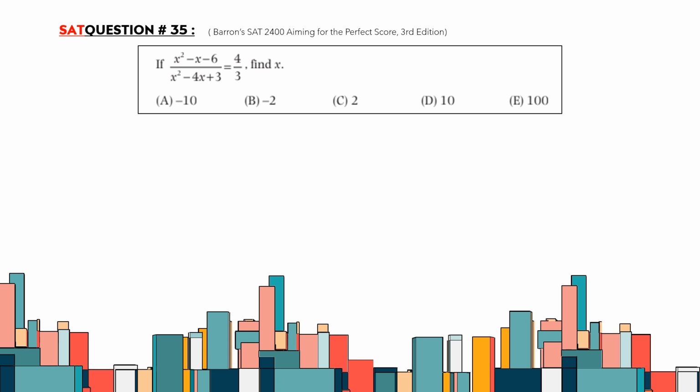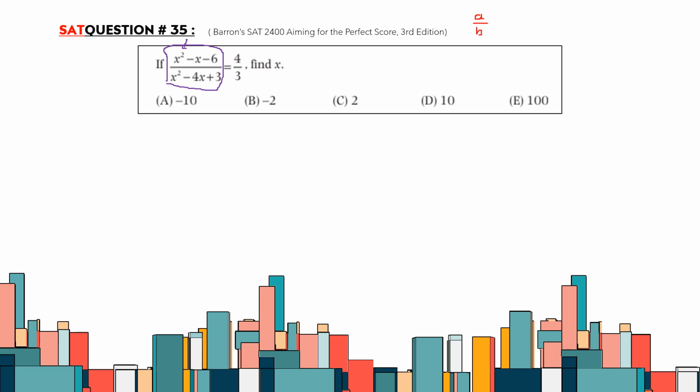If (x squared minus x minus 6) over (x squared minus 4x plus 3) equals 4 over 3, find x. For these types of questions, we see that the higher degree is the quadratic, which is 2 right there. We should try to see if we can simplify the left-hand side before working on this problem. And we have something to review.